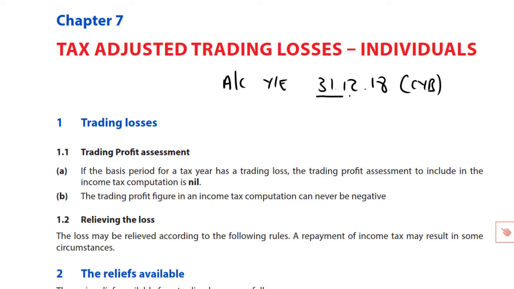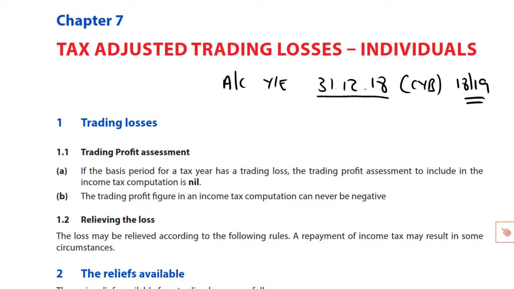So all we have to do is look at that one date, the year-end date, and ask ourselves the question, in which tax year does that end? Well, that falls in the 2018-2019 tax year. So we know that the tax-adjusted trading profit of that period would be assessed, would be included on the income tax computation for the 18-19 tax year.